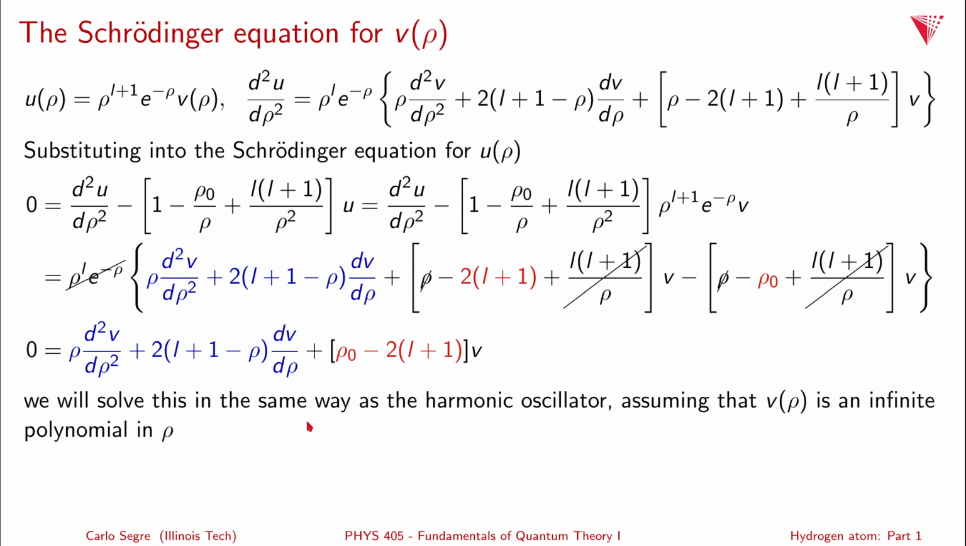This is the equation that we have to solve for v, the polynomial that matches up both the two asymptotic solutions in function and derivative. We're going to solve this the same way as the harmonic oscillator, assuming that v of rho is an infinite polynomial in rho. And we can write that very simply. v of rho is equal to an infinite sum from j equals 0 to infinity, c sub j, rho to the jth power.